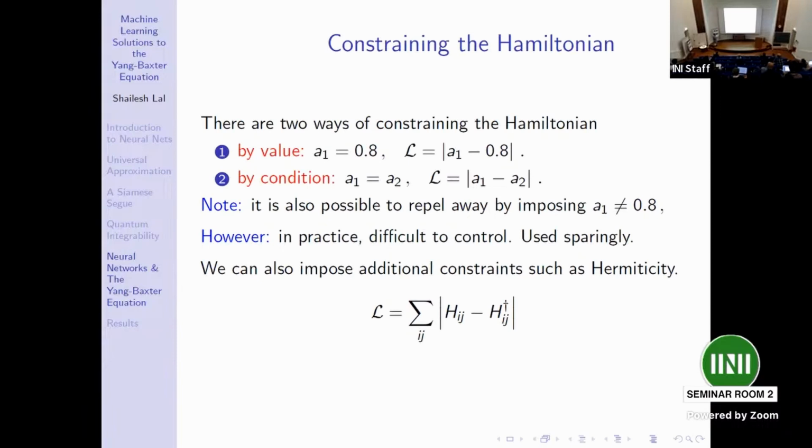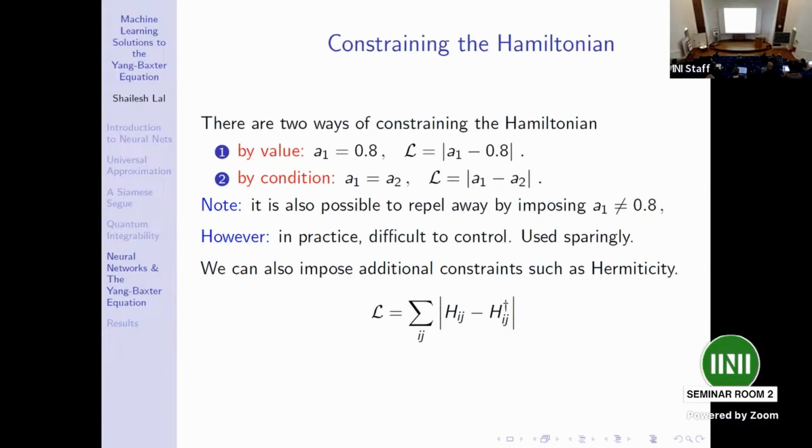So for example, if you're in the vicinity of a solution that we found, where your Hamiltonian has this value, you might say, let me look for a solution just in the vicinity of that one where the Hamiltonian is slightly different, if I want to carve out a set of integrable models. So you could penalize the network if some value becomes, say, 0.8 or whatever. But in practice, I should say that it's a bit difficult to control, so we use it rather sparingly. We can also impose additional constraints like hermiticity.